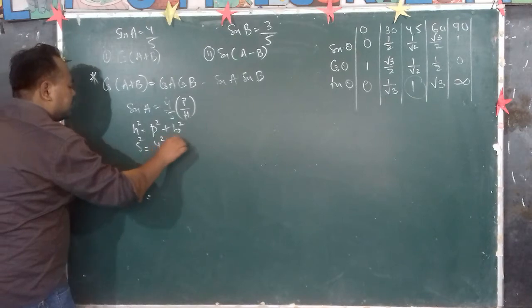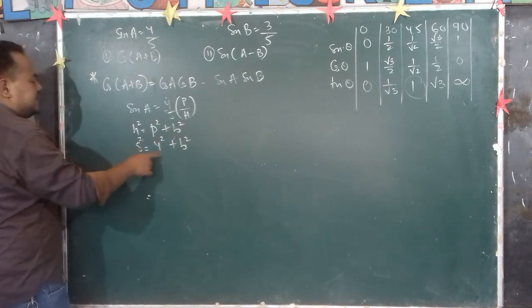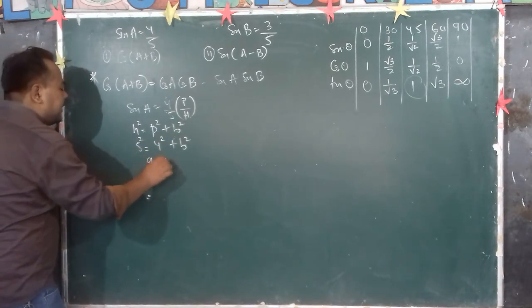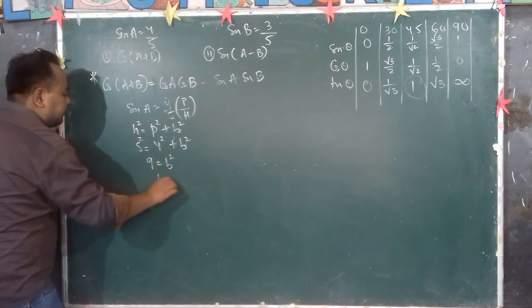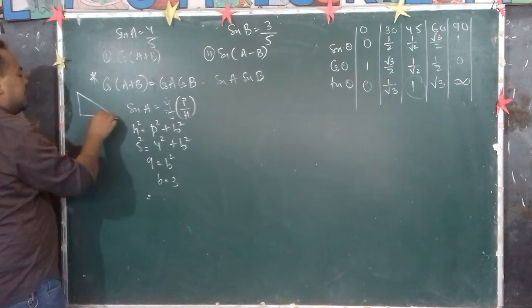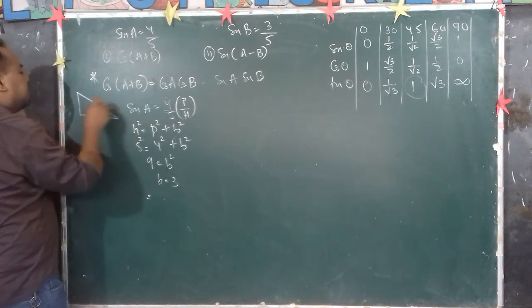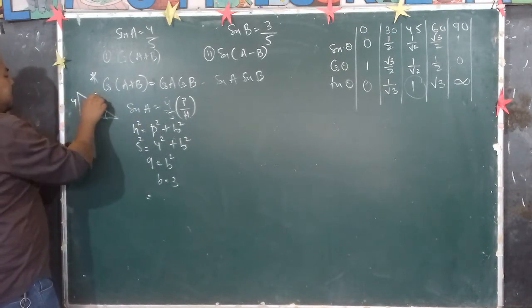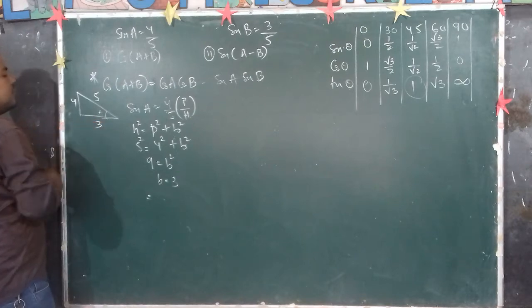Hypotenuse squared equals perpendicular squared plus base squared. Let me do it directly. 25 minus 16 gives you 9, so the base will be equal to 3. Just make a right angle triangle so that you don't forget. According to the values given for angle A, the perpendicular is 4, the hypotenuse is 5, and you got the base to be 3.